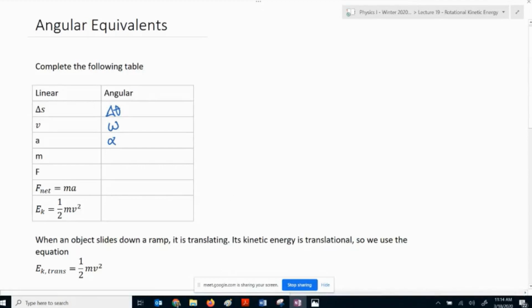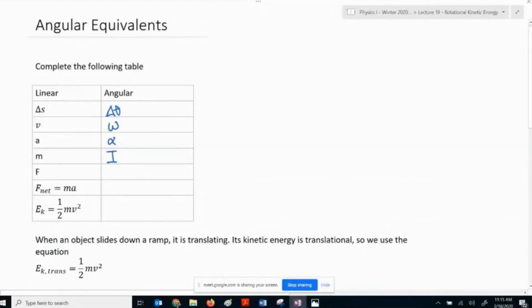What about for mass, m? What's the angular equivalent of mass? Remember, mass is what makes it hard for something to accelerate. The higher the mass, the harder it is to accelerate something. What's the angular equivalent of that? Momentum. Close, really close. Moment of inertia. Yes. So that's I. It almost sounds the same.